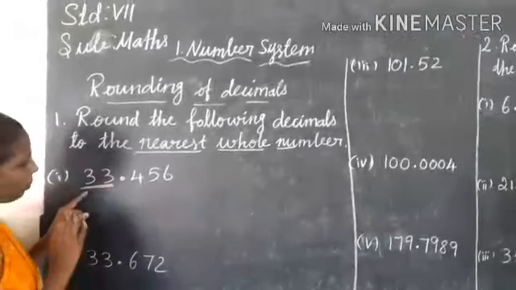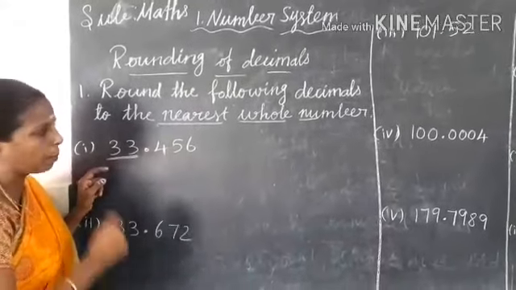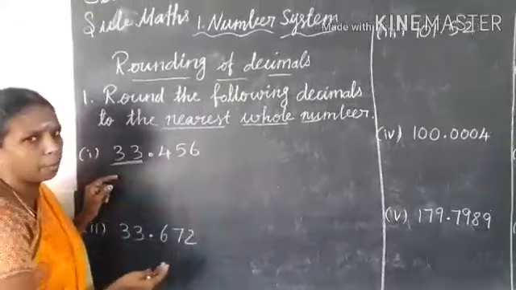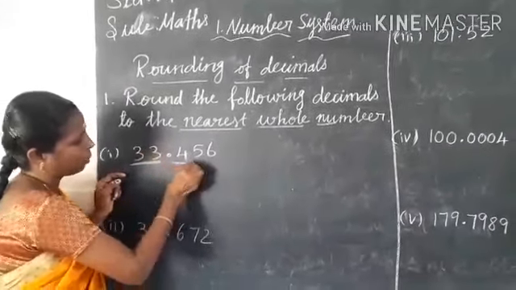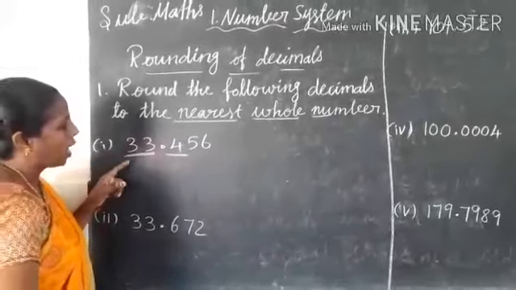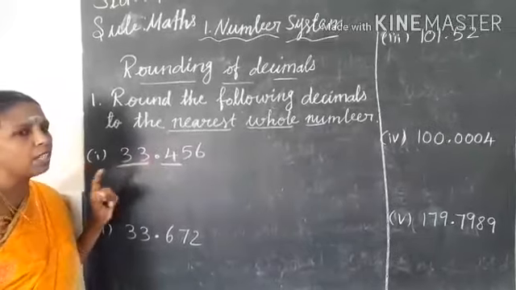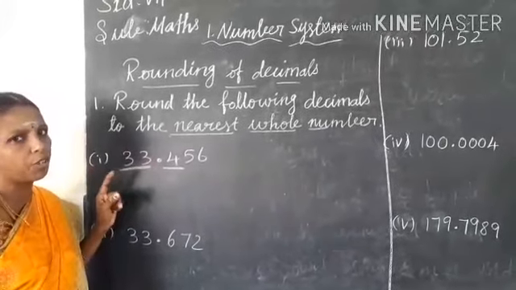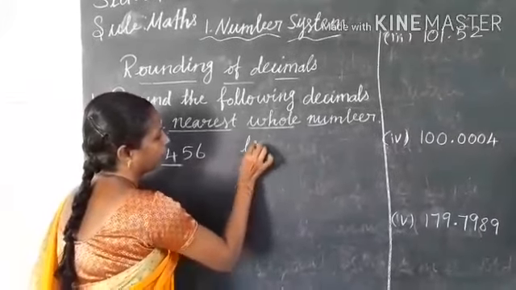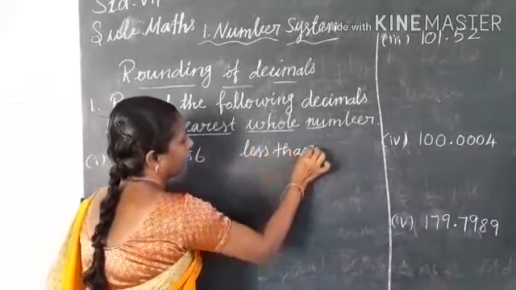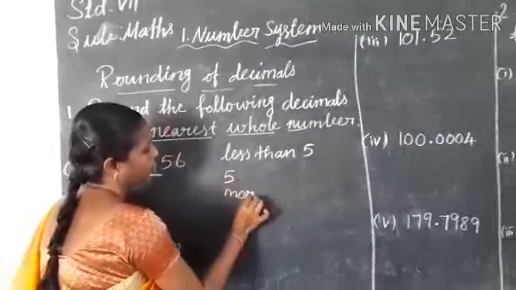Okay, next we have to compare the next digit on the right side. Which number is underlined there? We must compare the next digit to the right of it. So we have to compare the tenths place digit of the decimal. Are you clear, children? After that, we have to check whether the digit is less than 5, or 5, or greater than 5. We have to concentrate on three things. First thing, less than 5. Second one, 5. Third one, more than 5.